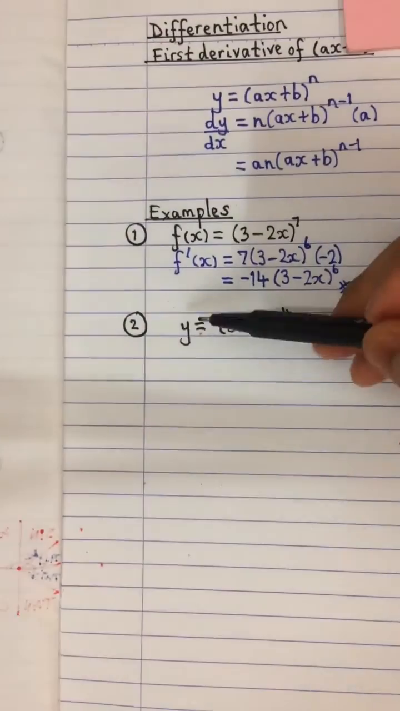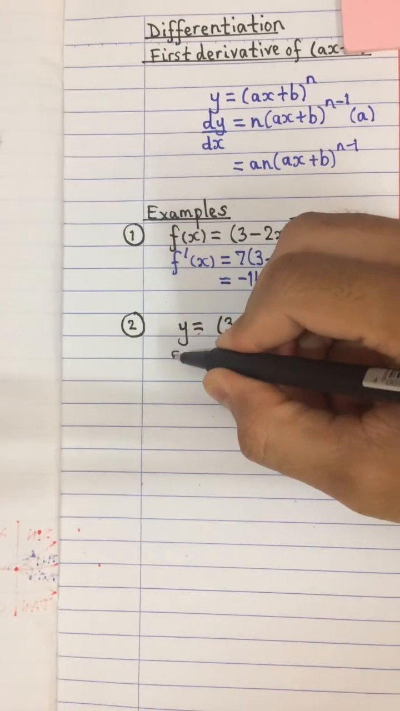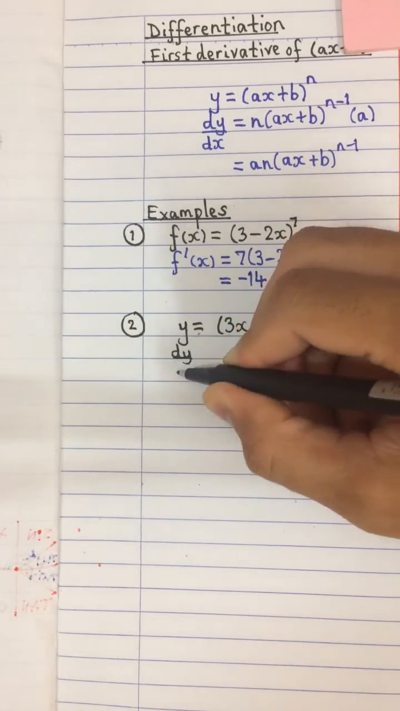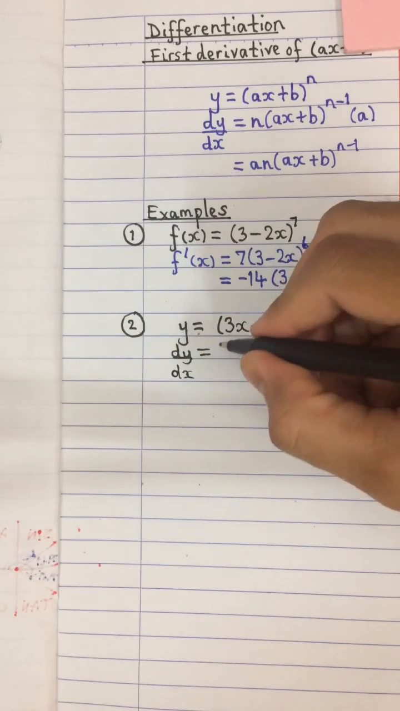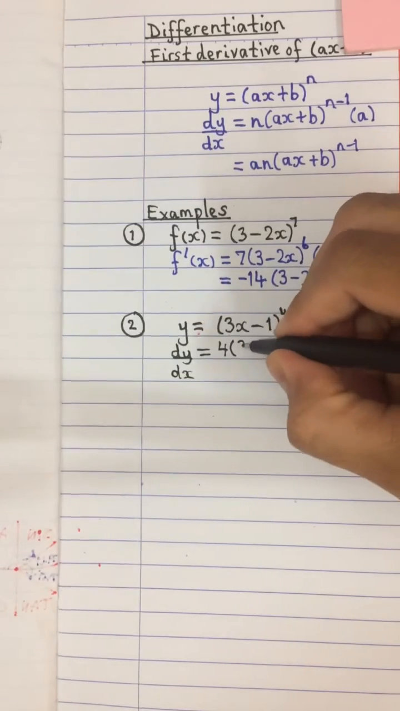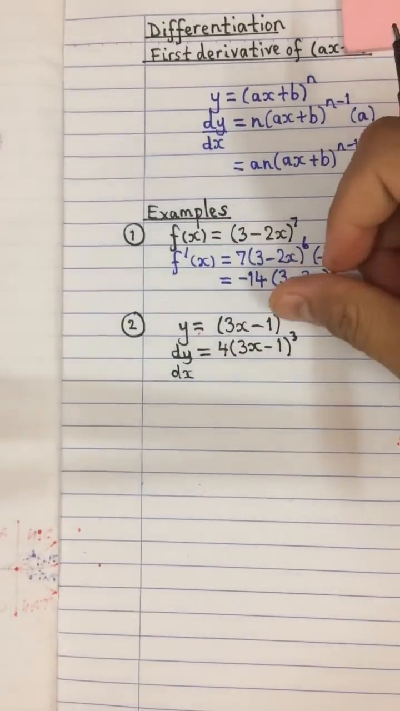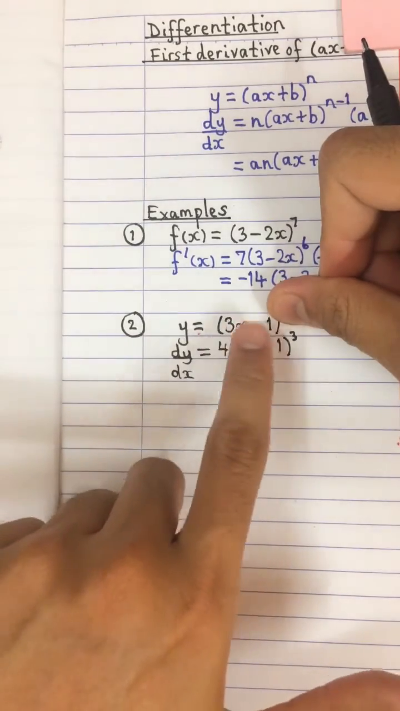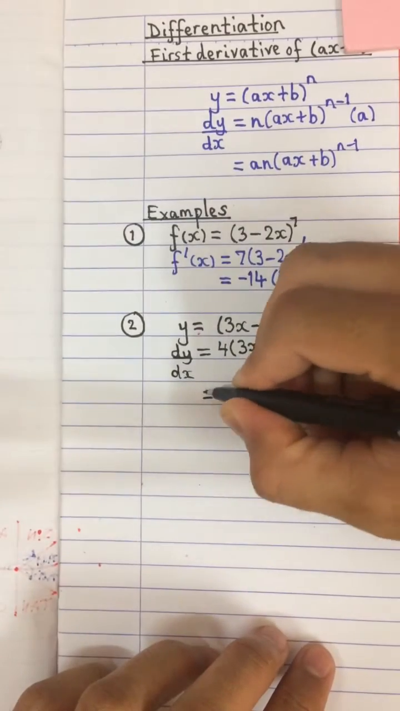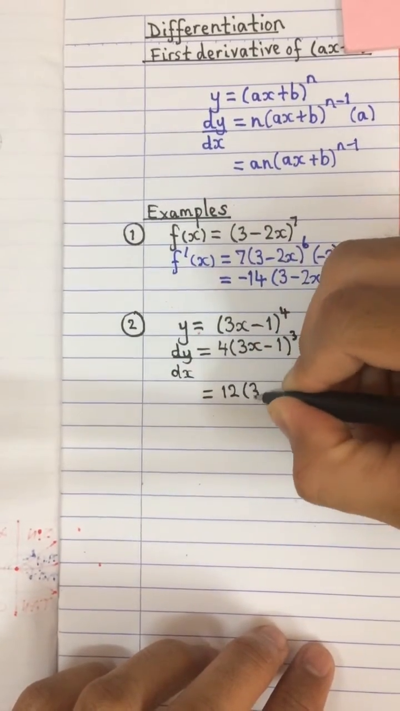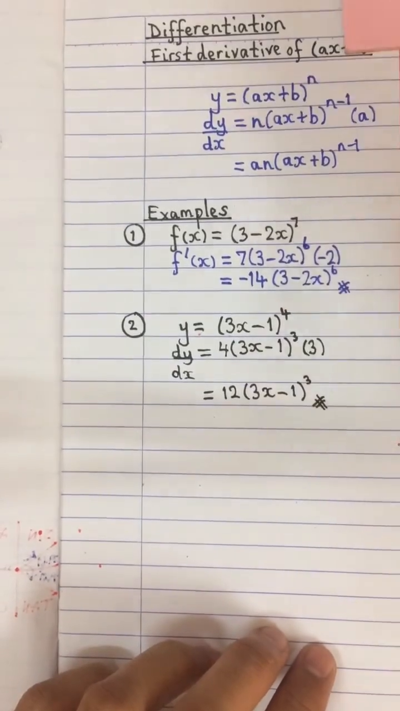Moving to example number 2, you have y equals (3x minus 1) power 4. If you find the first derivative, which is dy by dx, bring the power down, so you have 4, and then power minus 1, so you have (3x minus 1) to the power of 3. Ignoring this power, differentiate 3x gives you 3. So you have to times 4 times 3, so you have 12 (3x minus 1) to the power of 3. So this is the final answer.